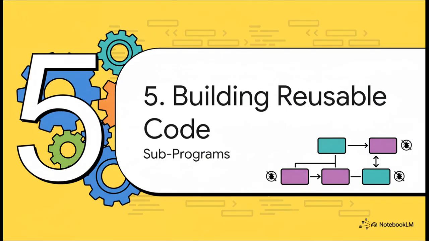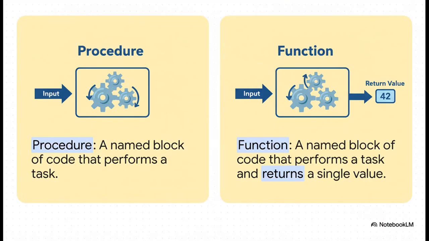Okay, last section. Look, when your programs start getting more complex, the last thing you want is to be copying and pasting the same chunks of code all over the place. It's messy, right? To write good structured code, you need to build reusable blocks. You've got 2 types of these subprograms, procedures and functions. They both wrap up a block of code to do a specific job.